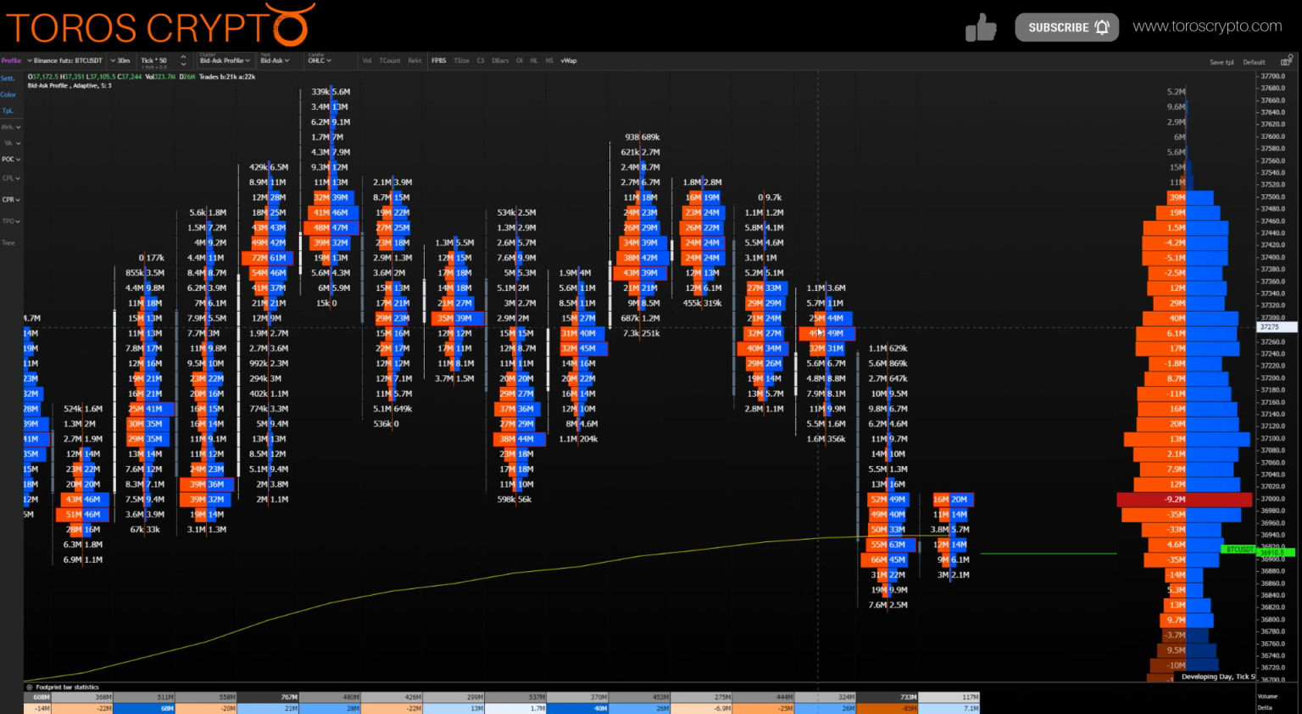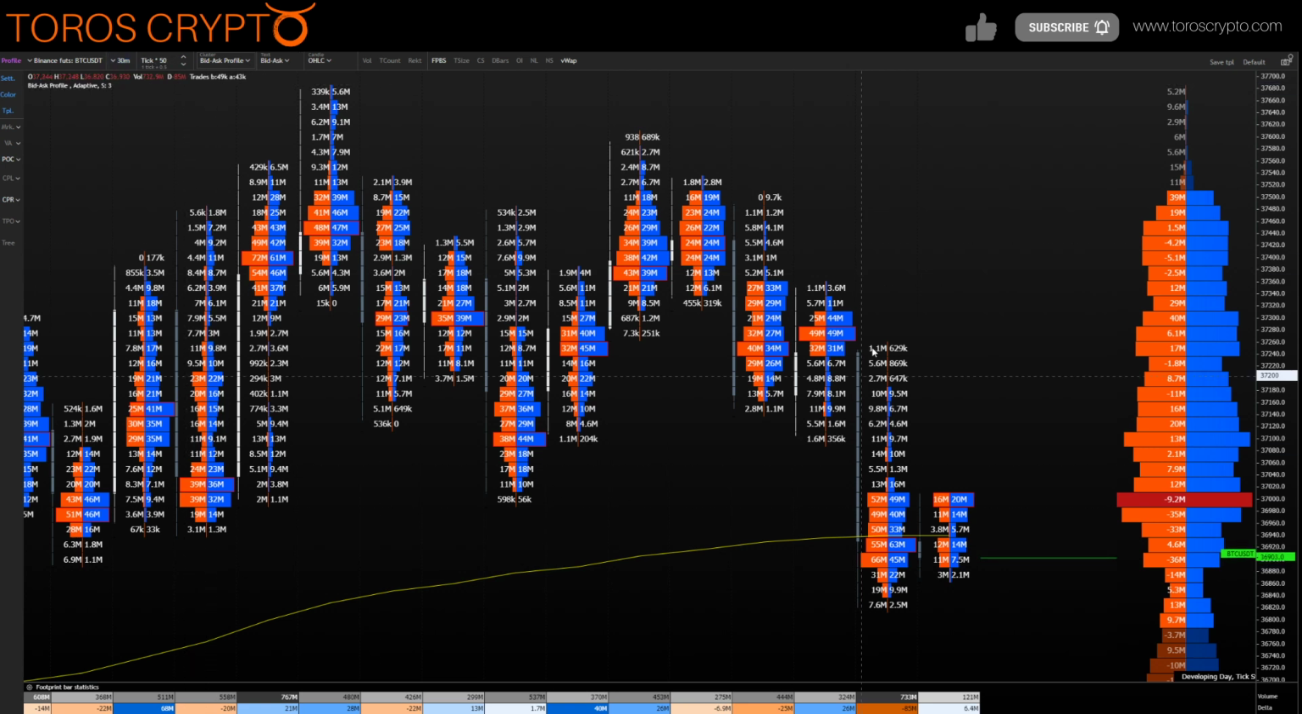If we go back, we can see our point of control here very clearly at $37,275. Now, the reason this is going up in these $25 increments is because of the tick size that I'm using. I am using a 50 tick setting, which is something that I use consistently throughout all of my templates. So 30-minute 50 tick, always a good place to start.